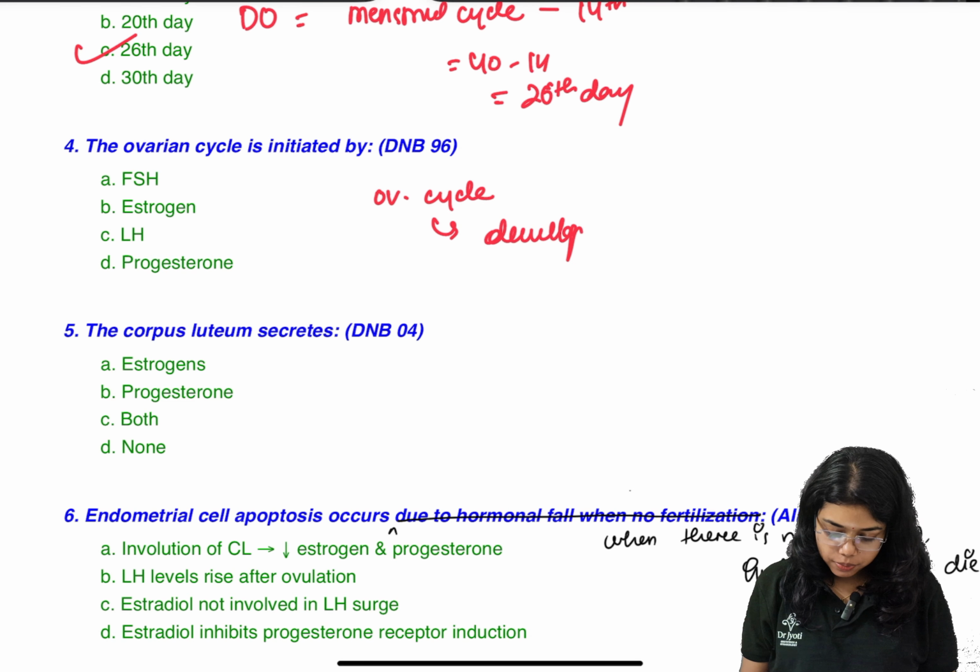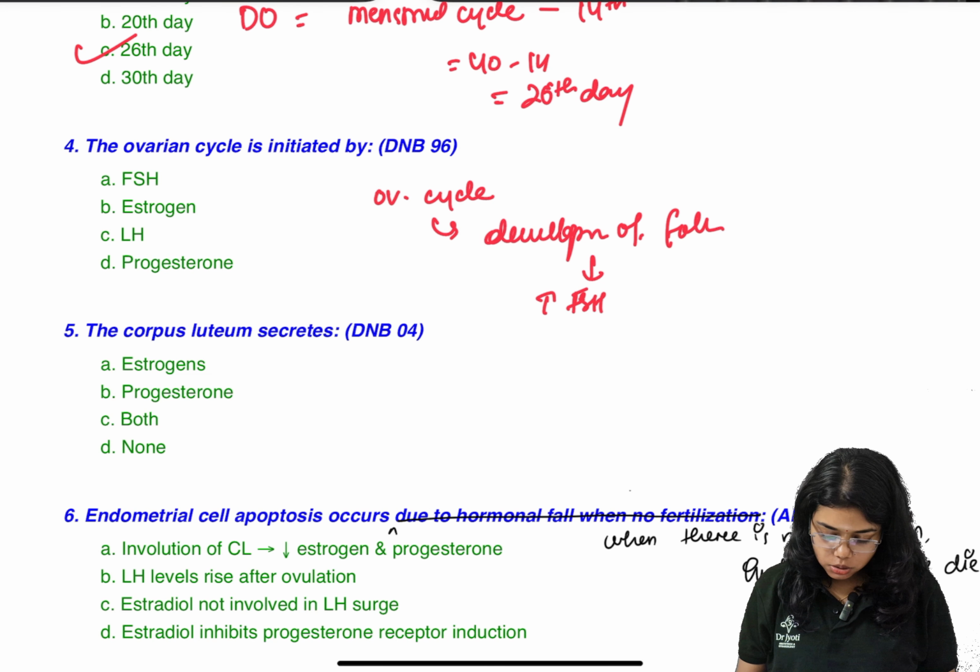Then, the ovarian cycle is initiated when there is development of the follicles. When are follicles developed? When there is increased level of FSH. When the HPO axis is activated, there occurs increased release of FSH, and then there is development of the follicles and the ovarian cycle is initiated. So the answer is option A, that is FSH.